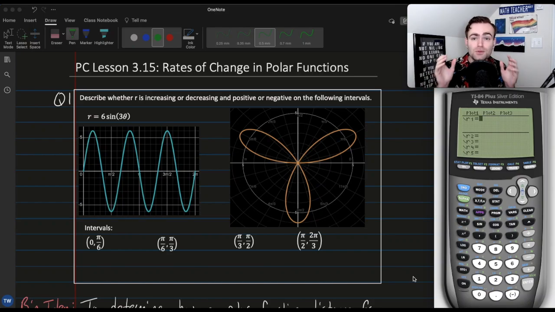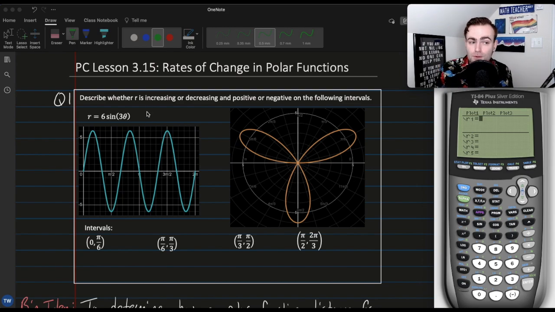Welcome everyone to lesson 3.15, which is rates of change in polar functions. It's our last lesson together in pre-calculus. Kind of bittersweet, both happy and sad. Let's get started. In this lesson, we are not only talking about polar functions, we're going to talk about some aspects and some behavior in a little bit more detail than we did in the last lesson.